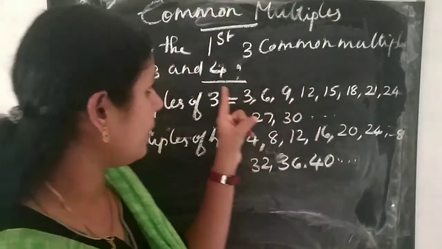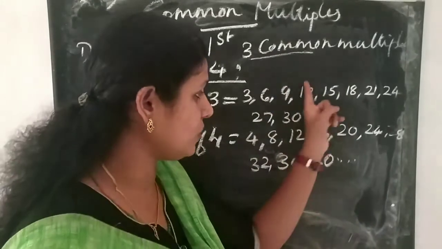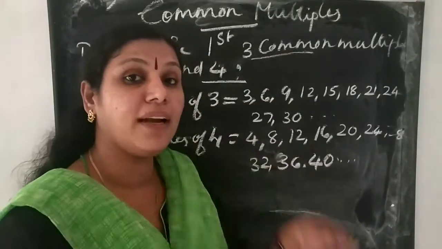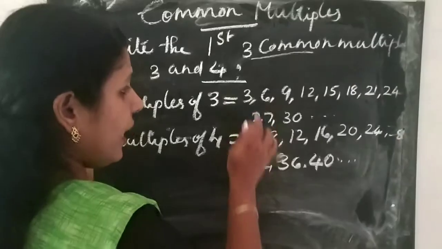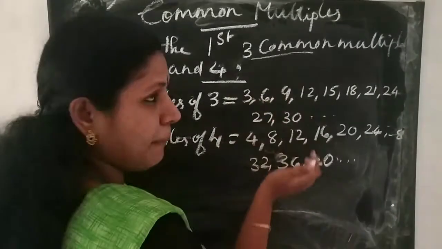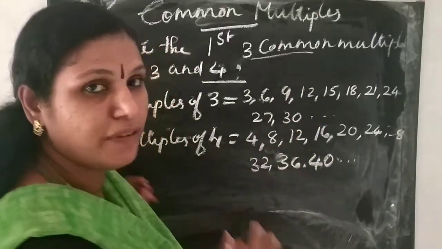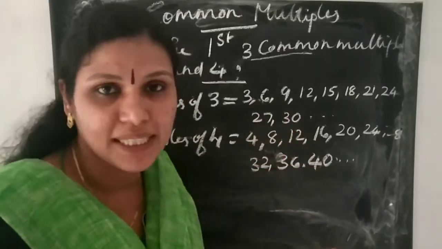And we need 3 common multiples. From these 2 multiples, we have to find 3 common multiples. Here, which numbers are common in the multiples of 3 and the multiples of 4? First we have to find them, and you just draw a circle to represent that number.